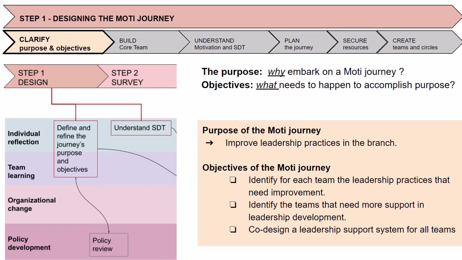Now the objectives would be to identify, for each different team, the types of practices that need improvement. So say maybe in some teams it might be that people are not listening to each other and they're having lots of misunderstandings. In other teams, there might be miscommunication. You might have a third team where everything's fine and dandy, in which case you will be able to identify also the teams that need more support in leadership development.